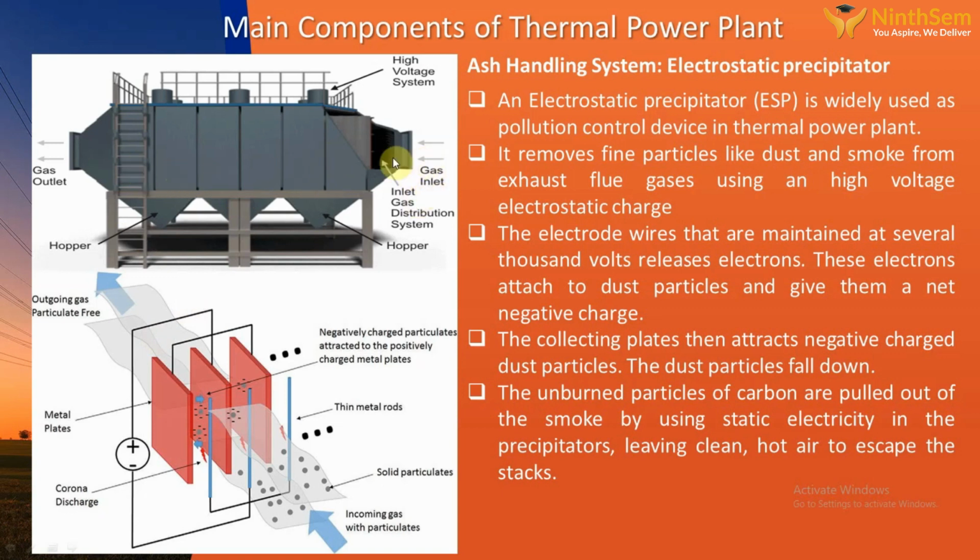The picture here shows the top side, a practical electrostatic precipitator. The flue gas enters here, and the flue gas goes out. In between, the fly ash is caught by this precipitator. So what is a precipitator? We are going to discuss that now.